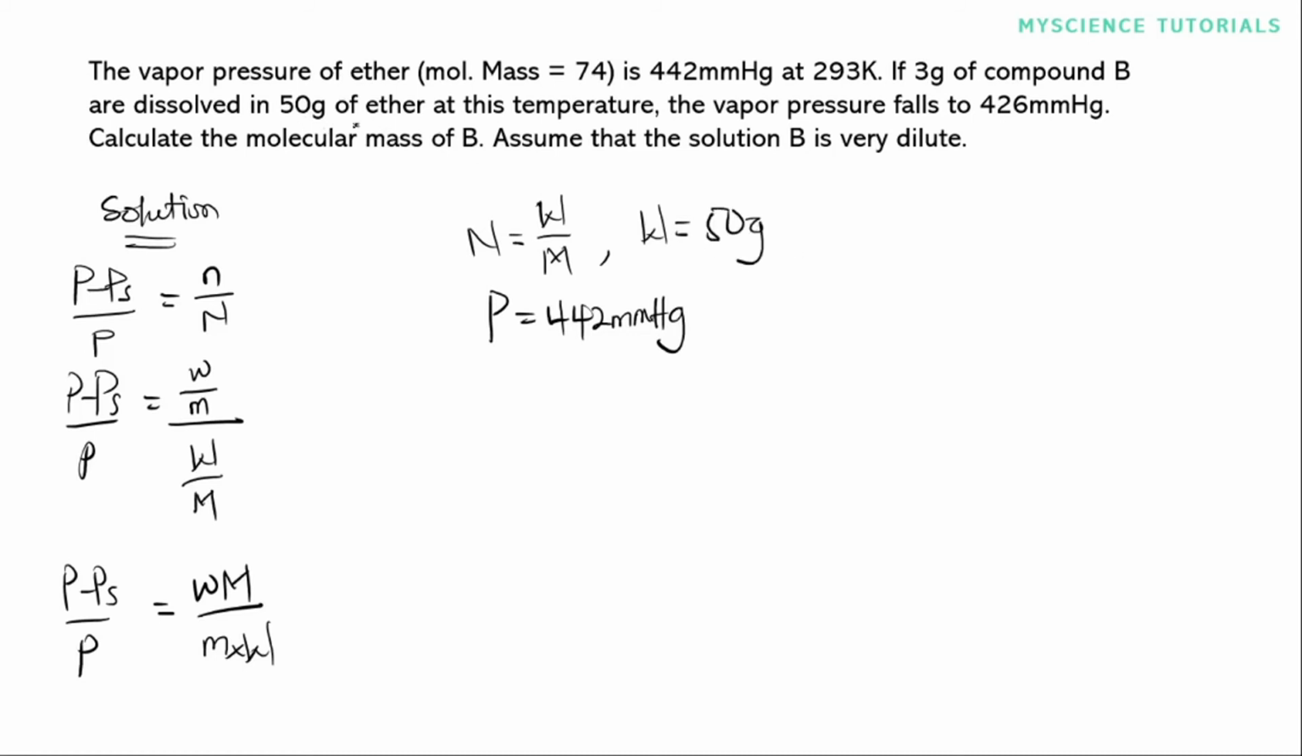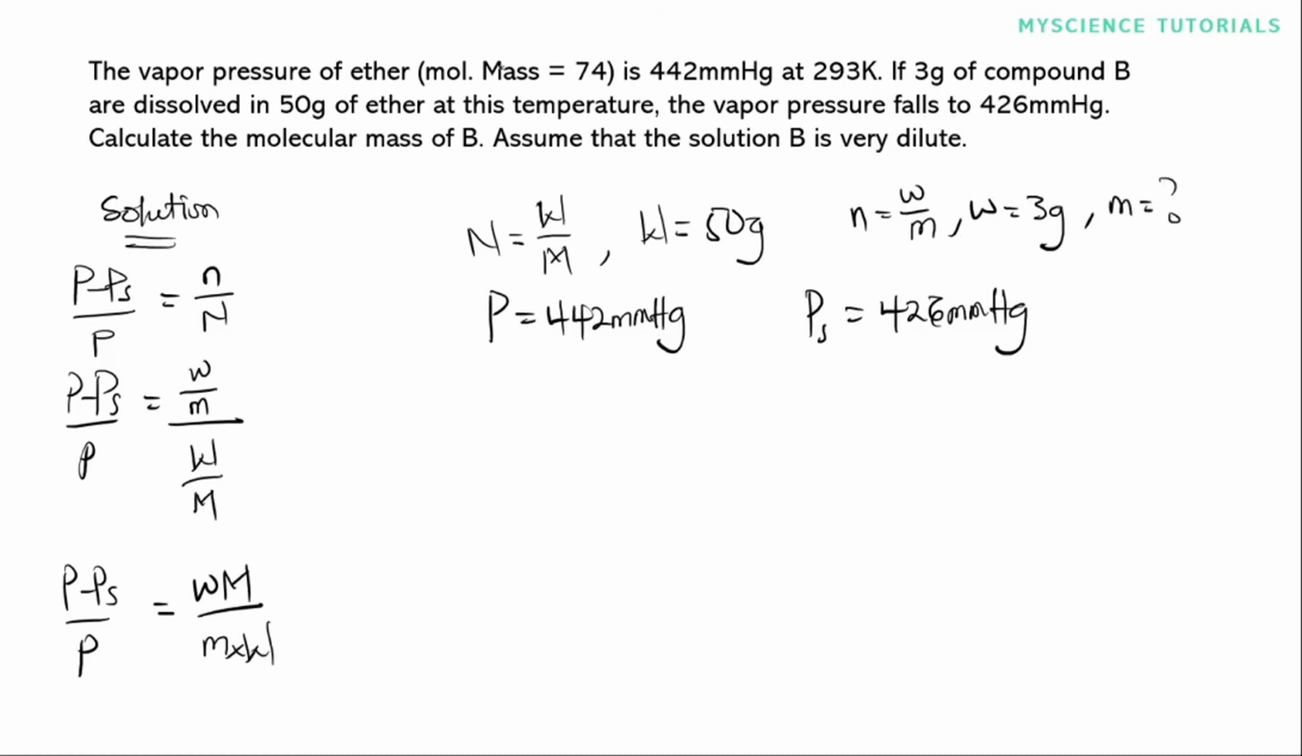50 grams. At this temperature, the vapor pressure falls to this, so the vapor pressure PS of the solution is 426 millimercury. So we have the compound B, which is the solute, n, which is small w over small m, where small w, the mass, is 3 grams.